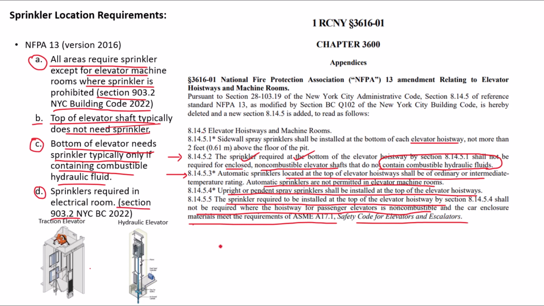Point D, sprinklers required in electrical rooms, and this is actually in section 903.2. So most people may think that a sprinkler system shouldn't be installed in an electrical room because if there's water, it could affect the electrical equipment, cause a shorting of the wiring, and cause some sort of issues. But it is required based on this section of New York City Building Code. And there are some exceptions to it, but typically a sprinkler system should be installed in the electrical room. And if you want to read up on the exceptions, you could just refer to this section here, 903.2 of the New York City Building Code.